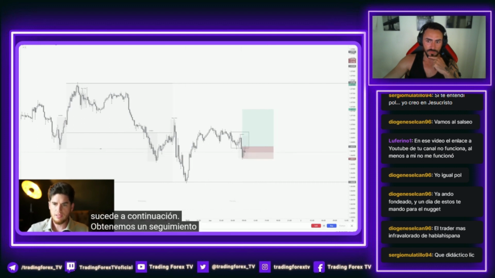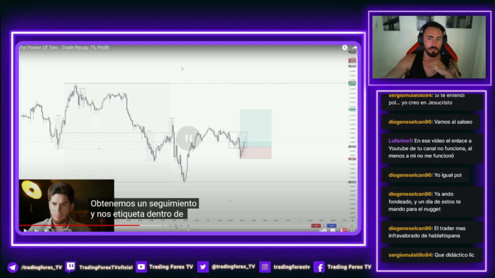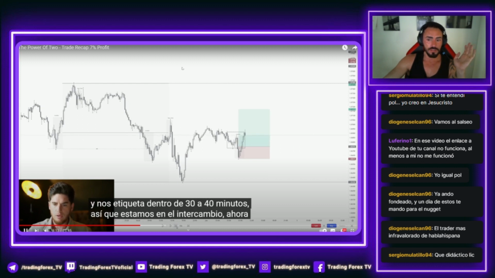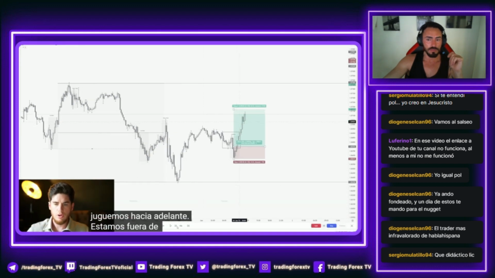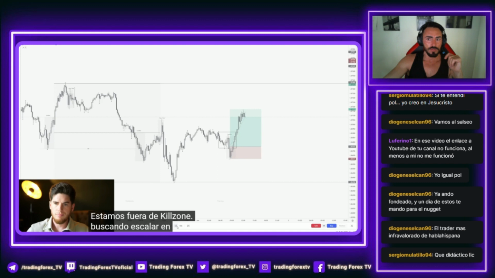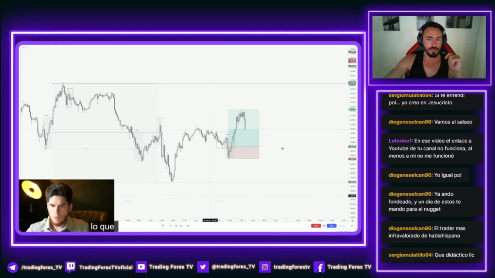We get a retrace and it tags us in within 30, 40 minutes, right? So we're in the trade now. Let's just play that forwards. We're outside of kill zone, so we're not looking to scale in.